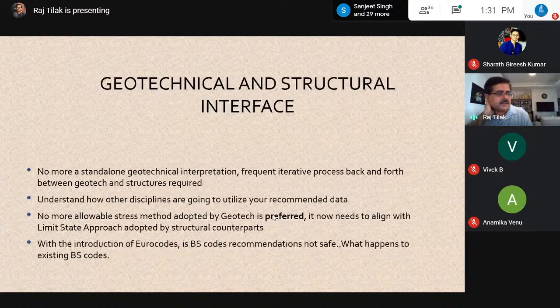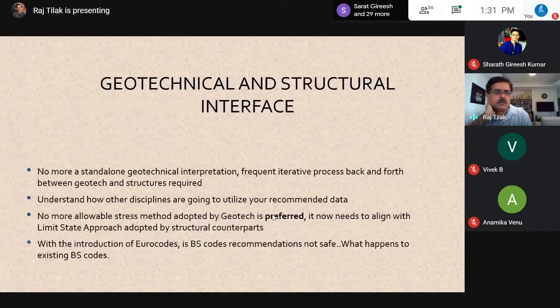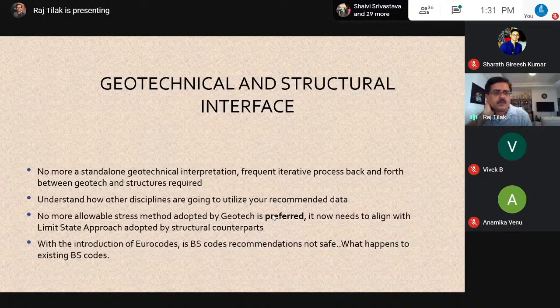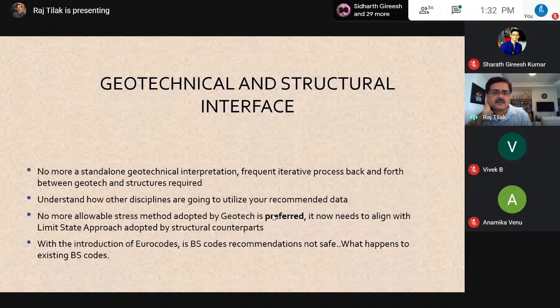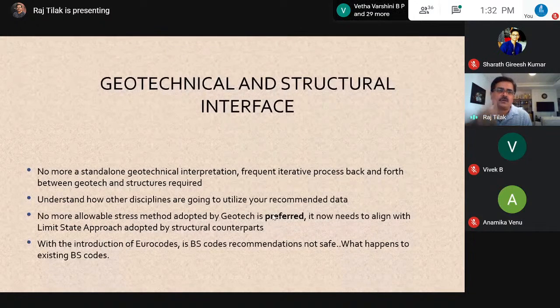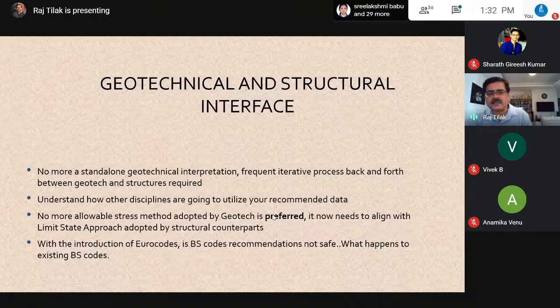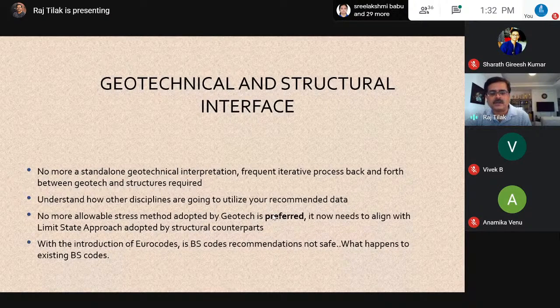This is one point I just wanted to highlight here: it's no longer a standalone geotechnical discipline working in its own shell. A lot of times your interaction with the structures team is required, and it's always to and fro. You give an input to the structures team, they do their analysis, and they come back saying this is what they are getting. Then you say, no, you probably need to modify this. So you update your parameters to get back to their input. There is a cyclic process involved until both outputs match, and then you are happy that this is safe.